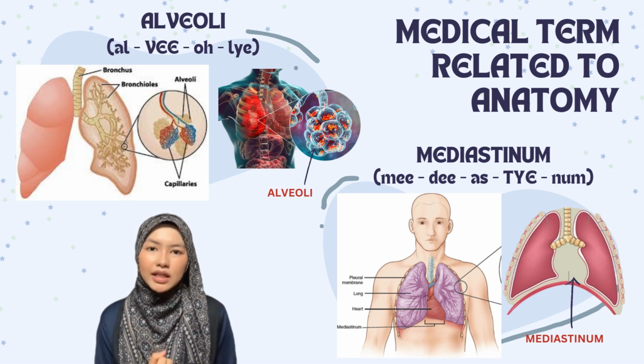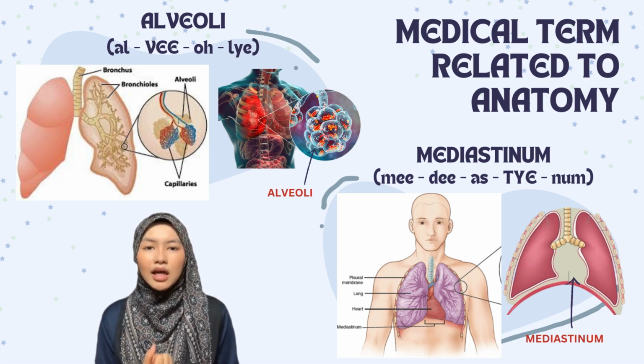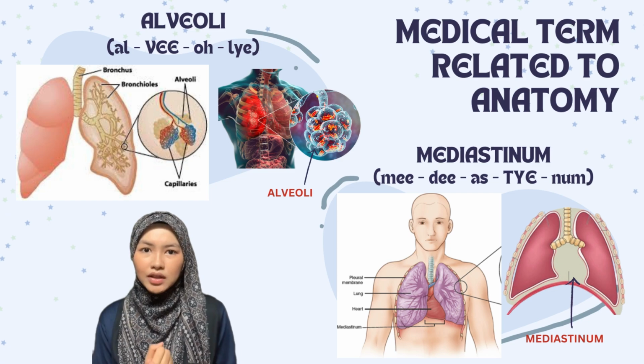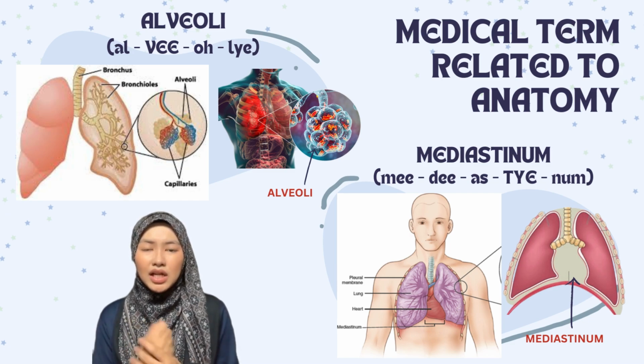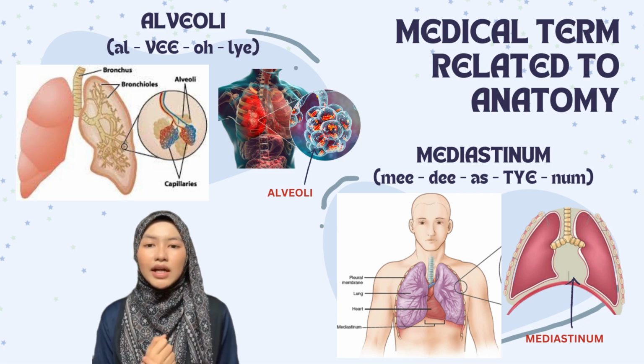We have alveoli, also known as air sacs, very small grape-like clusters found at the end of each bronchiole. The alveoli are where the exchange of oxygen and carbon dioxide takes place, and each lung contains millions of alveoli.